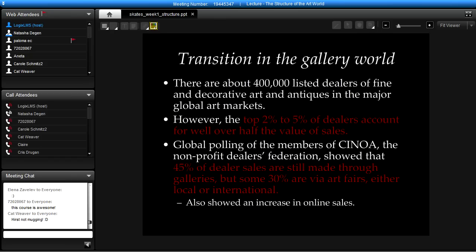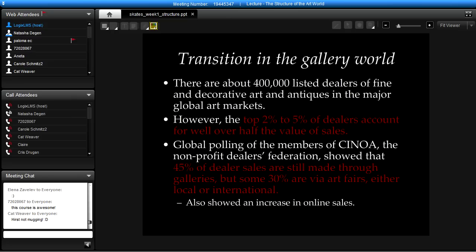So in terms of the gallery world, there are now approximately 400,000 listed dealers of fine and decorative arts and antiques in the major global art markets. But it's interesting to note that the top 2 to 5% of dealers account for well over half the volume of sales. Now, one of the readings that I suggested for this lecture is an article that appeared in New York Magazine about Larry Gagosian. Larry Gagosian is the most famous and arguably the most influential and powerful art dealer in the world.